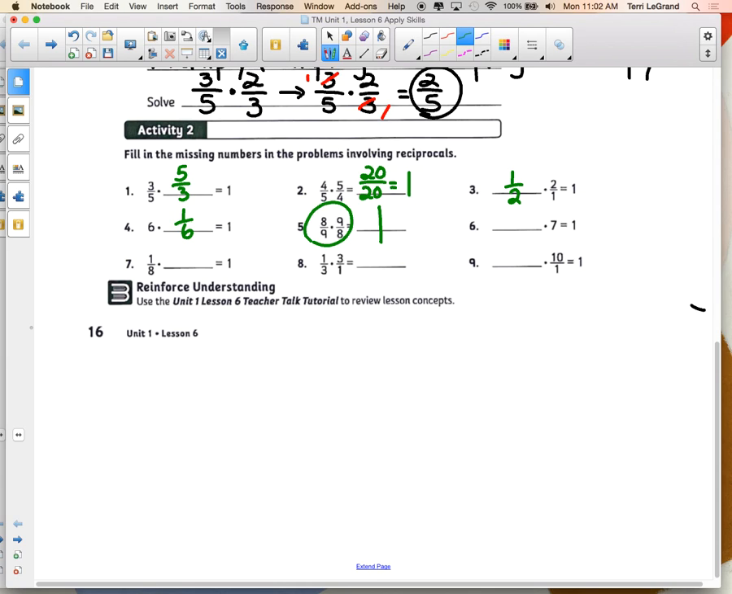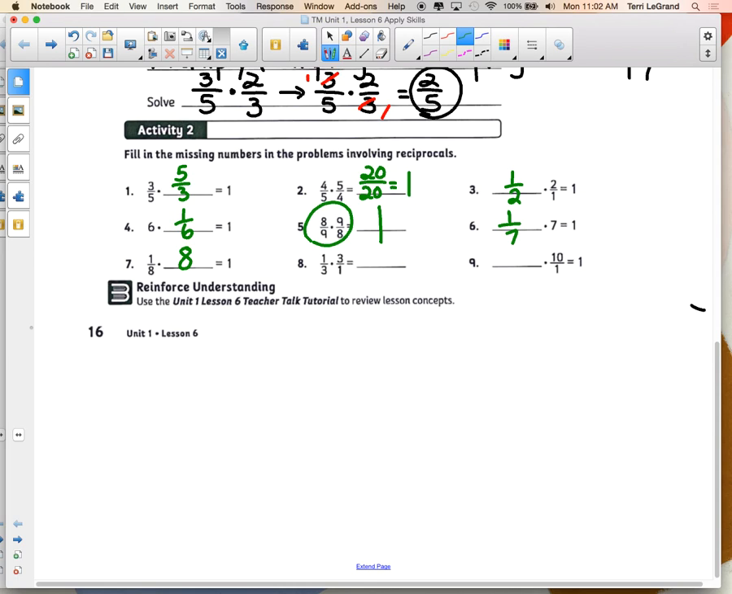Okay, number 6. What should we multiply by 7 to get 1? Well, 7 is 7 over 1, so we need its reciprocal, don't we? 1/7. What do we need to multiply times 1/8 to get 1? The reciprocal would be 8 over 1, which is the same as the whole number 8.